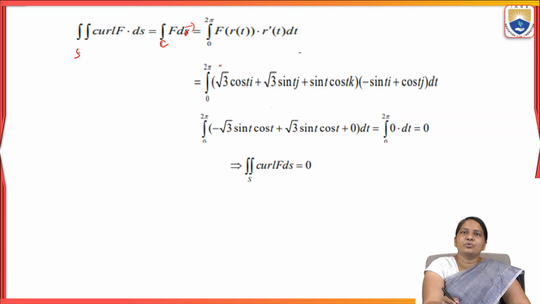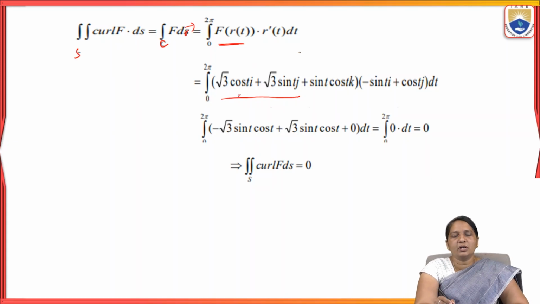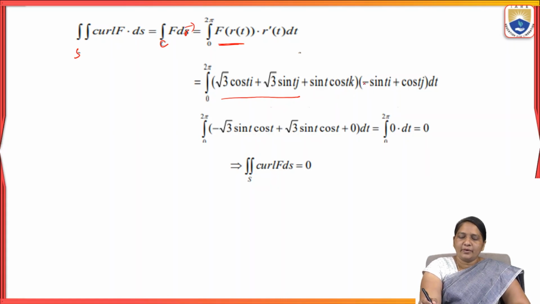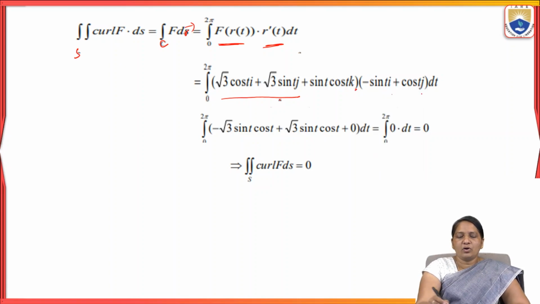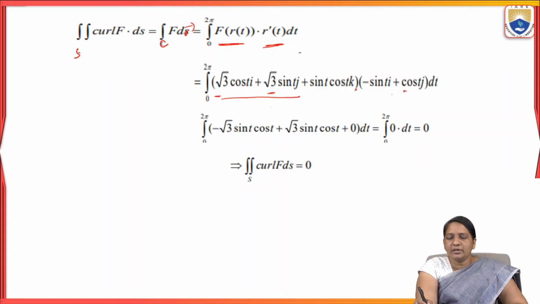So integral 0 to 2 pi, what is the f of r of t value? Already we calculated, we are substituting here. Root 3 cos t i plus root 3 sin t j plus sin t cos t k dot, and already I know about the r dash of t. What is the r dash of t? Minus sin t into i plus cos t into j. Now we are doing the dot product here. i dot i is 1. So minus root 3 sin t cos t. And here root 3 and here 1. So root 3 sin t cos t.